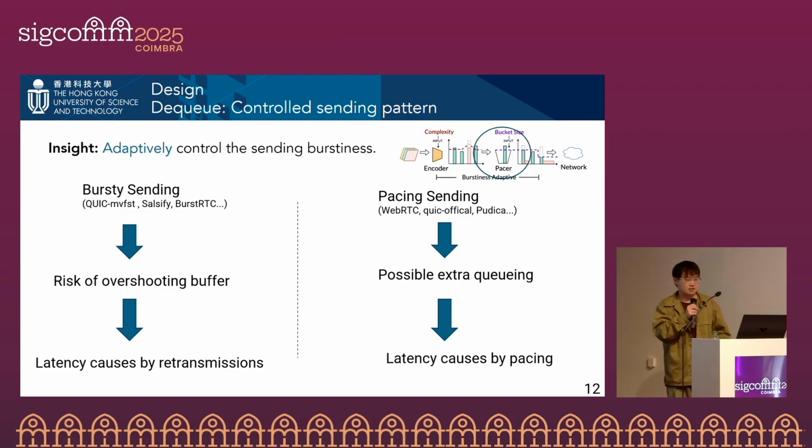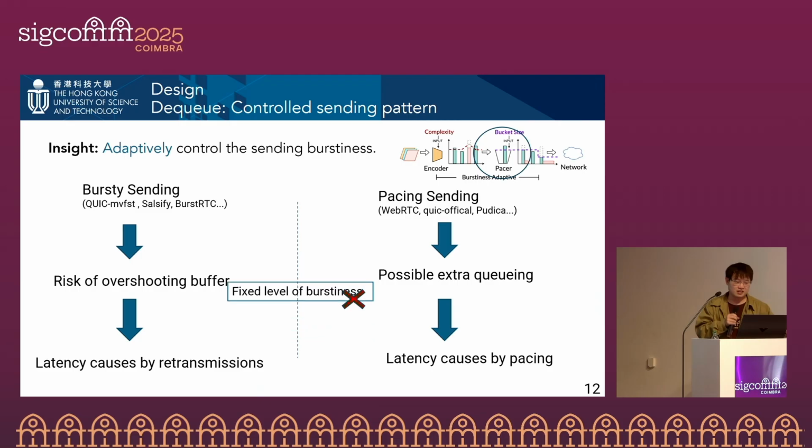Let's start with the pacer side, or the transmitter side. Our core idea is that we want to adaptively control the burst size. Currently, there are two transmission schemes. Actually, I just mentioned them. The first one, we use burst sending, and we'll have a risk of overshooting the network buffer, and the latency will be caused by retransmissions. But if we do paced sending, such as WebRTC does, we'll have a possible extra queuing delay, and the latency will be caused by pacing. So we don't think either of them is good.